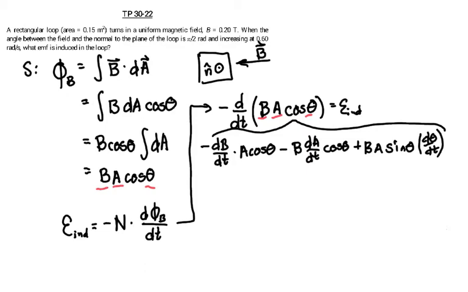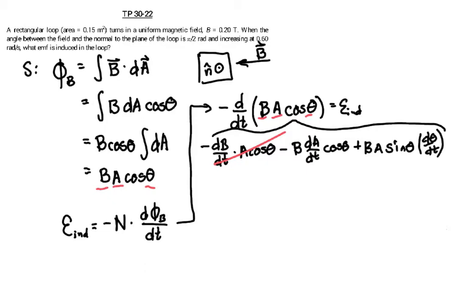Well, if that's the case, then this term is out, because our derivative of the magnetic field is equal to 0. Let's look at our next term. Is the area changing with time?